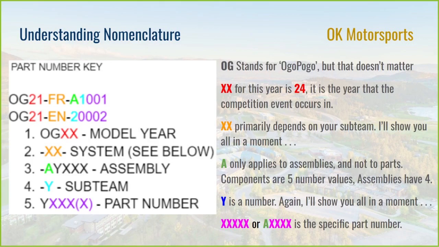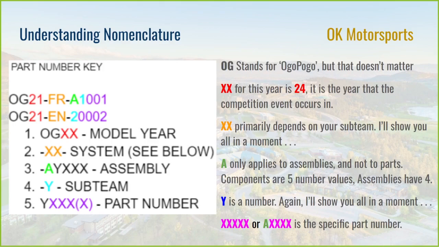And then the last five are the most important. So if it's a part, it's just numbered from 00001 onward. And if it's an assembly, it's labeled from A, number, number, number, one onward. Y is the subteam code. Each subteam has their own number to designate it. I think chassis aero is 2, powertrains 1, kin might be 3. I'll have to check in a second.